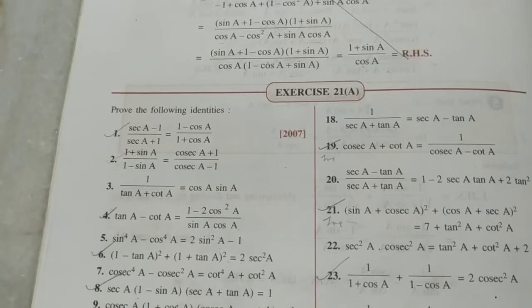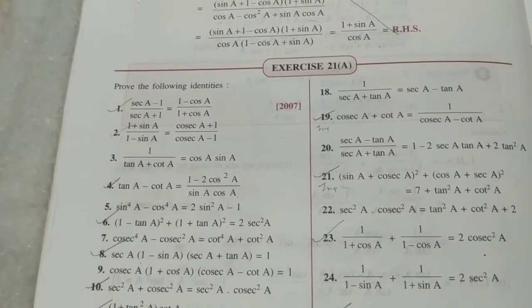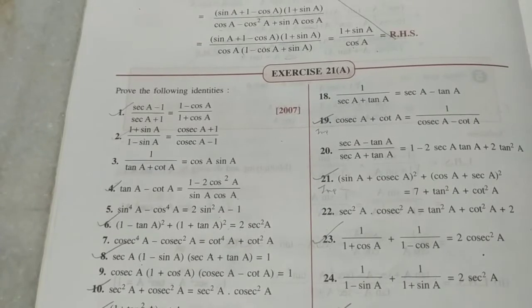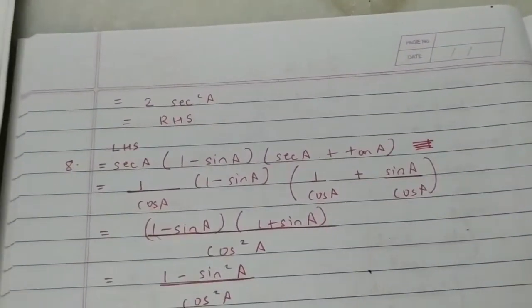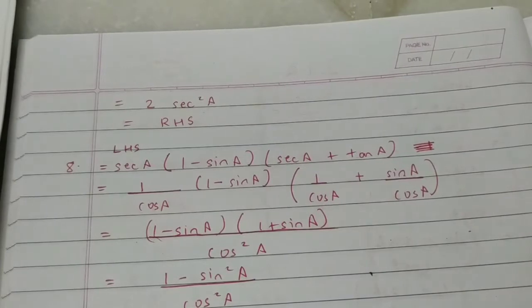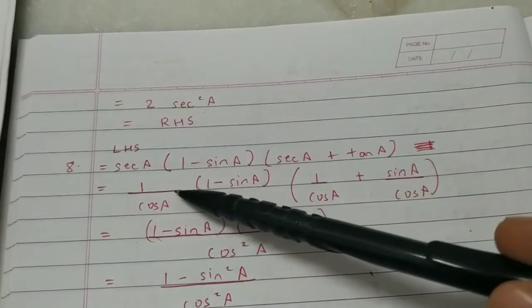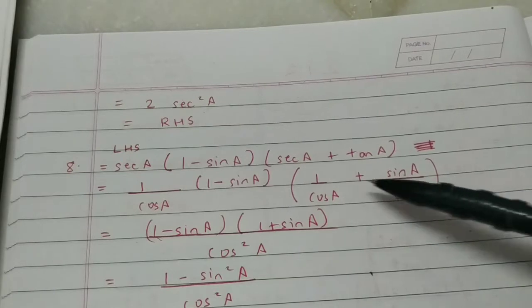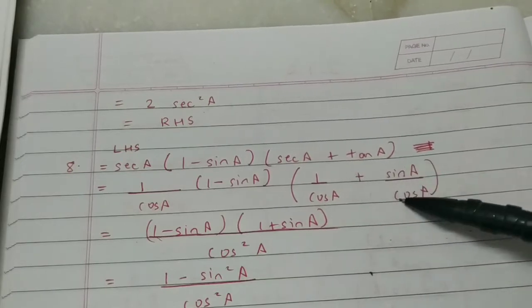You have to prove that sec A (1 minus sin A)(sec A plus tan A) is equal to 1. Obviously we'll start with the LHS. So first things first, convert everything in terms of sine and cos. Most of the times this works. After converting them, denominators are same, cos A. So just bring them together.